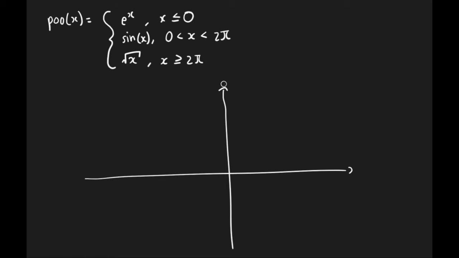There we go. So e to the x, we know how that looks. We have to draw it from negative infinity to 0, including 0. At x equals 0, the value of e to the x is 1. So we're going to have a point (0, 1) there, and then there's going to be an asymptote there, slowly going up to there.